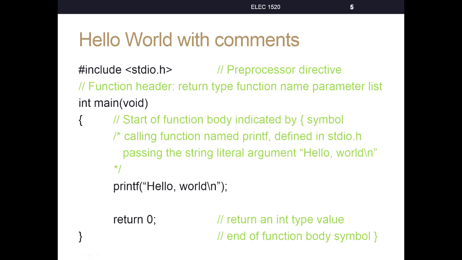And we have the return statement here because when we defined our function main, we said the return data type was an int. So we actually have to have a statement with a keyword return. And then we actually have to return some sort of integer value. And that's what this comment reminds us of. And finally, the end of our function body is indicated by this right curly brace symbol.